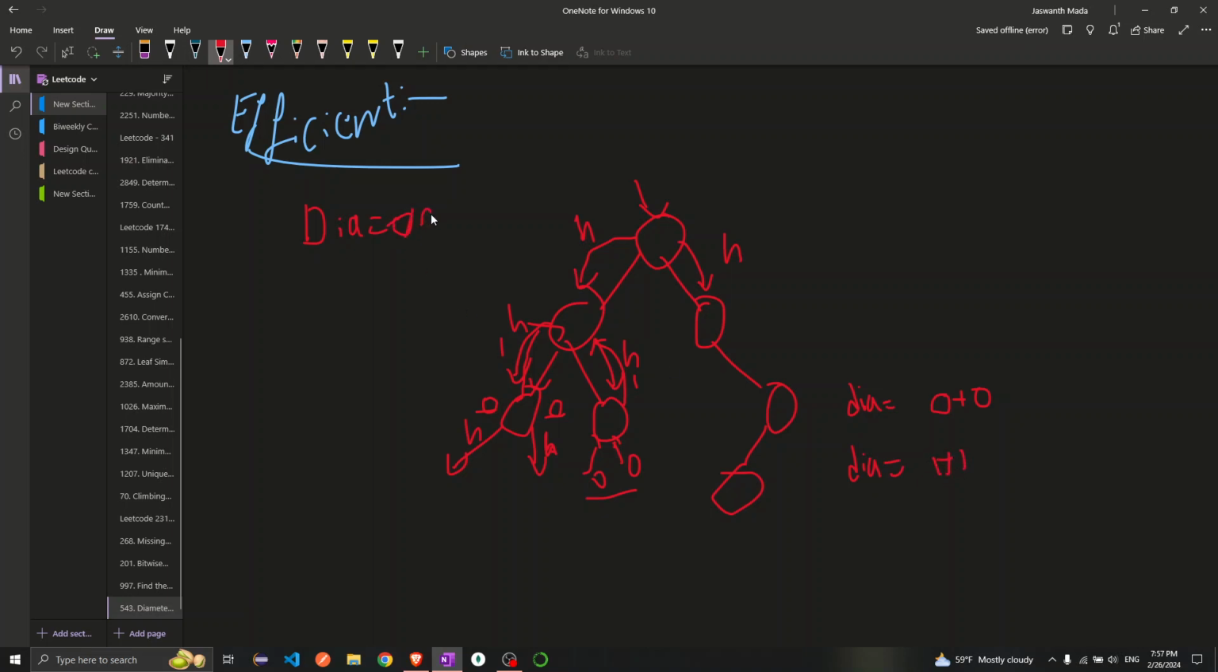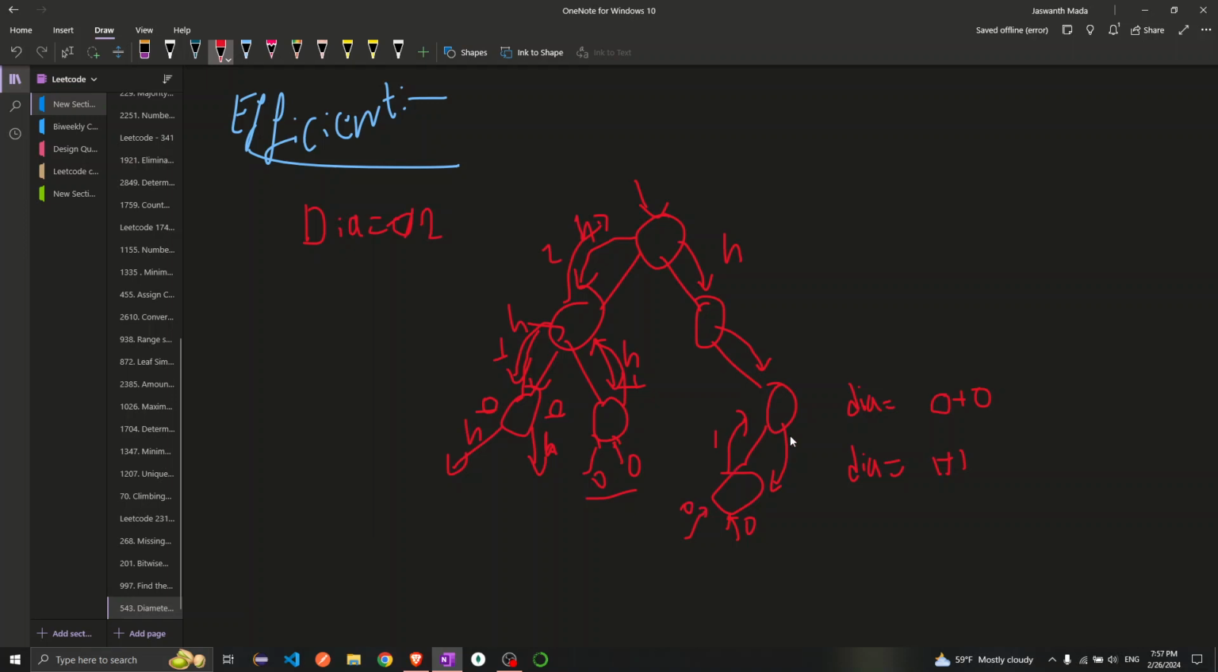Which is greater than the diameter. So this will become 2, and now I'll return the maximum height. So what's the maximum height? 1 comma 1. I'll return the maximum of those, which is 1, right? So I'll add 1 to that and I'll return 2. Then I'll come here, I'll ask this node to find the height, and I will ask this node to find the height. This will return 0, this will return 0. So this will return 0 plus 0 plus 1. What's the diameter at this point? 0 plus 0, again 0. But 2 is greater than 0, right? So there's no point in updating this.